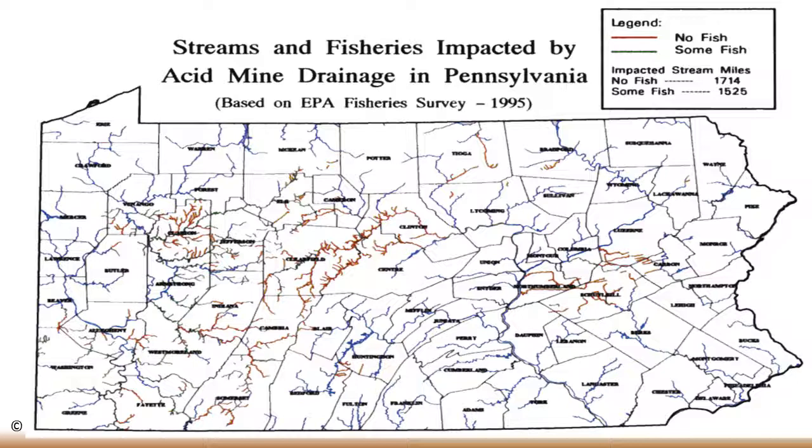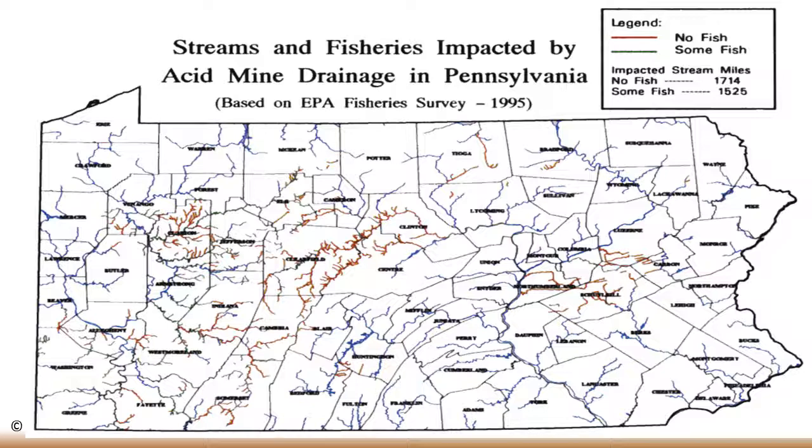The state was left with an estimated 250,000 acres of unreclaimed surface mine land, 100 million cubic feet of burning coal refuse, and the threat of land subsidence from old underground mines. Drainage from these abandoned coal mines has contaminated more than 3,000 miles of streams.